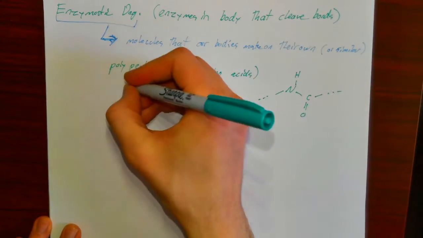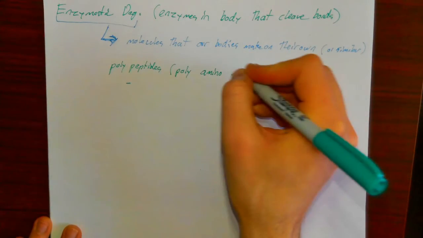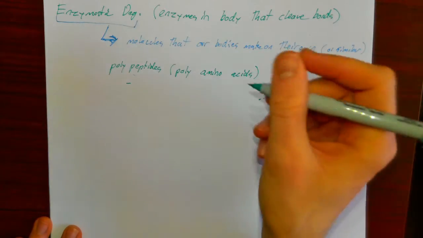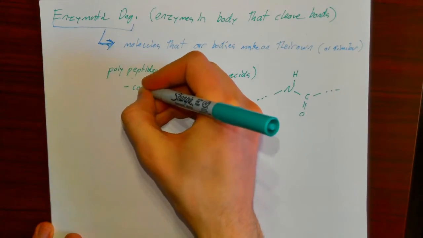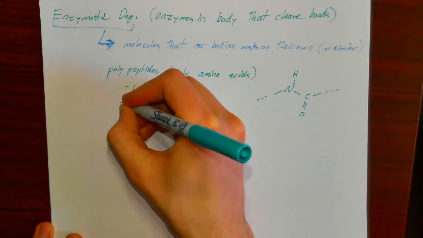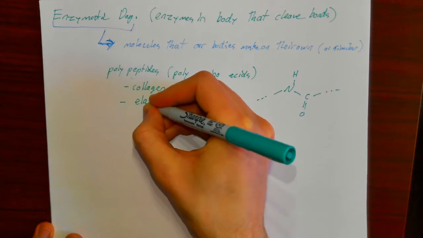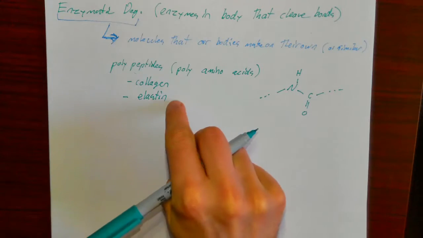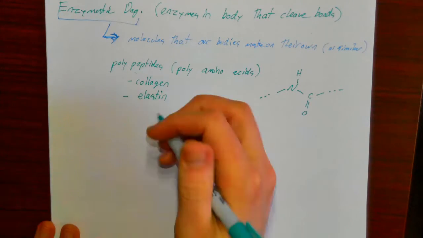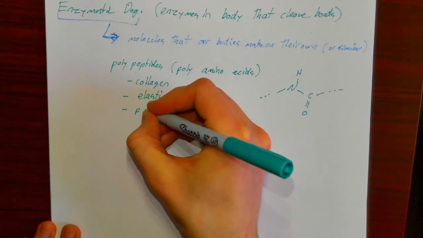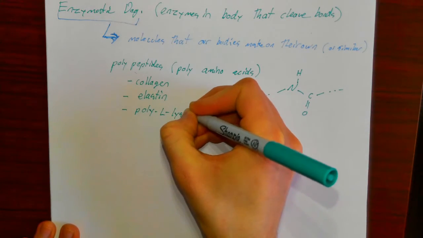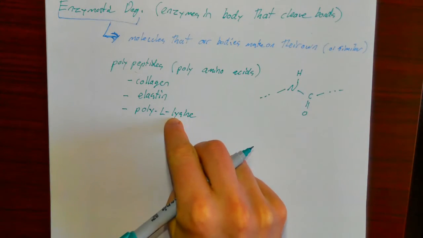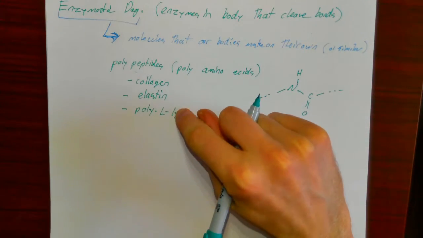So some examples of polypeptides or polyamino acids that degrade enzymatically in our body are collagen, elastin, but even some artificial polyamino acids. So for example, poly-L-lysine is basically a polymer.